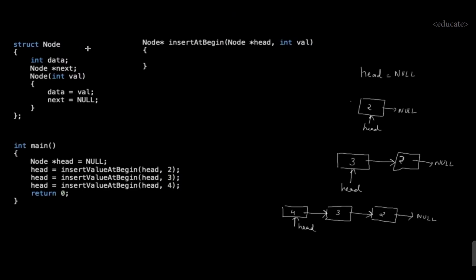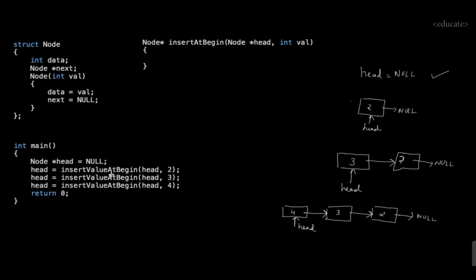Now let's see the basic implementation. Here, node is of structured data type. This is similar to what we learned in our previous sessions. So now let's move to the main function. At first we created head and initialized it with null. So head is created and it is initialized with the null.